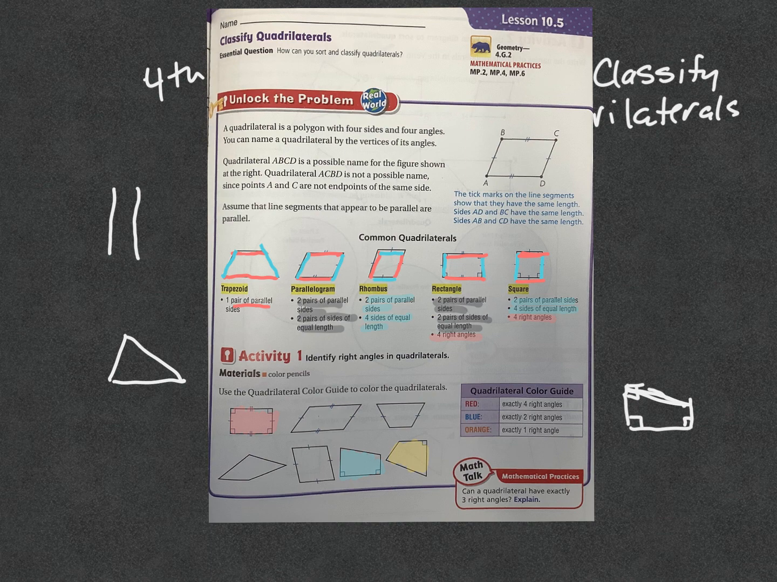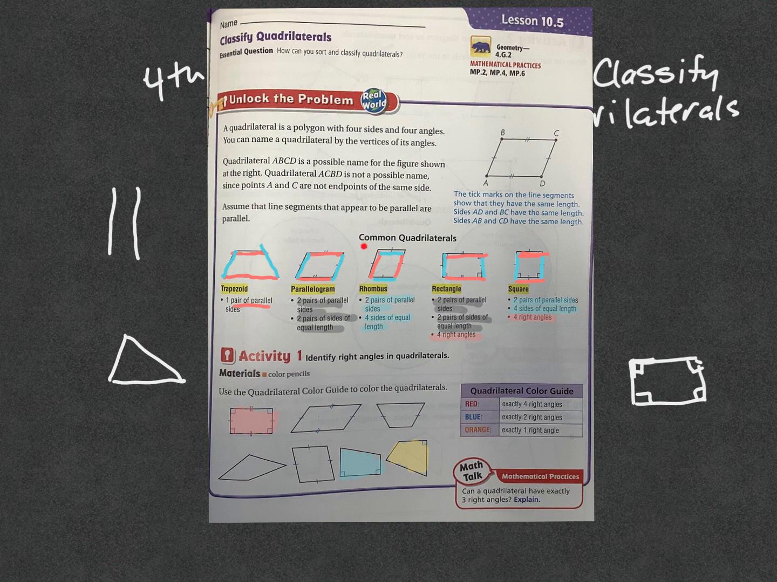I don't think we can have a quadrilateral that has exactly 3 right angles, because this line has to continue across for this right angle, and it would force that 4th one to become a right angle. So it looks like probably not, right?